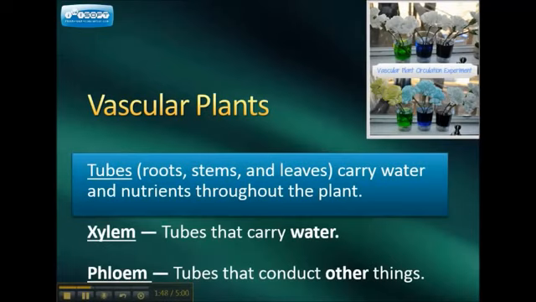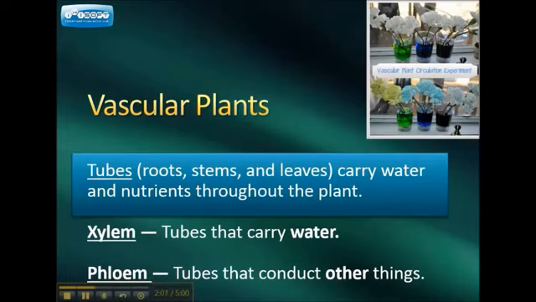Basically, these tubes are roots that take in water and nutrients from the soil. They can be stems, which then carry it throughout the plants. They're also the leaves, because if you look at them, they have what look like almost veins that then carry the food and the water throughout the leaf into the stem and the rest of the plant.